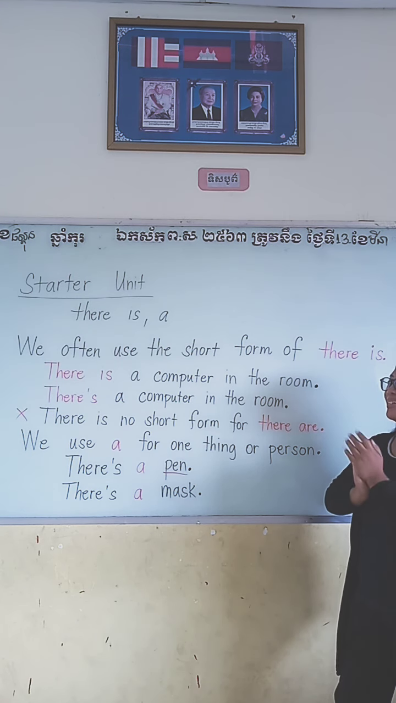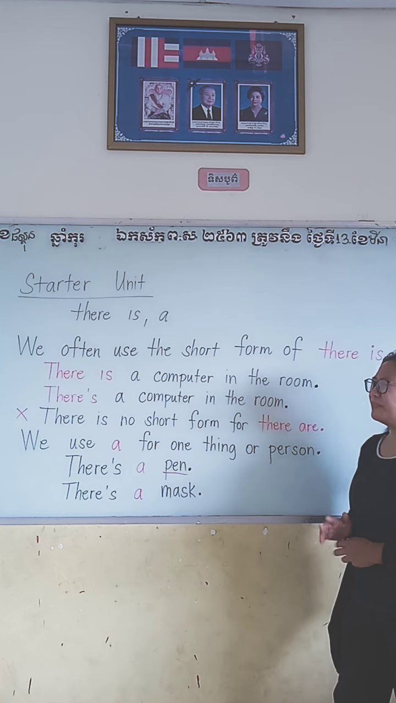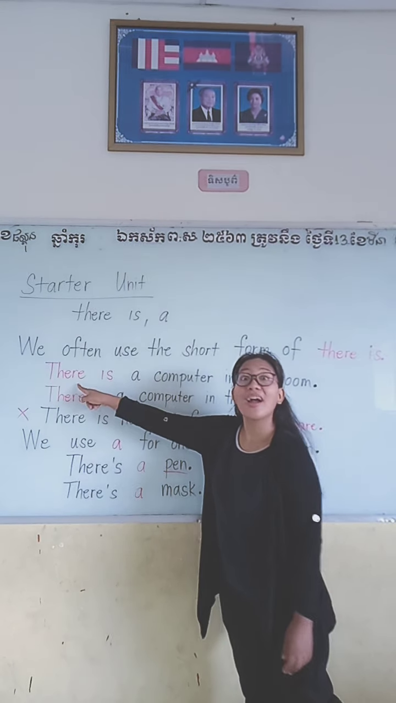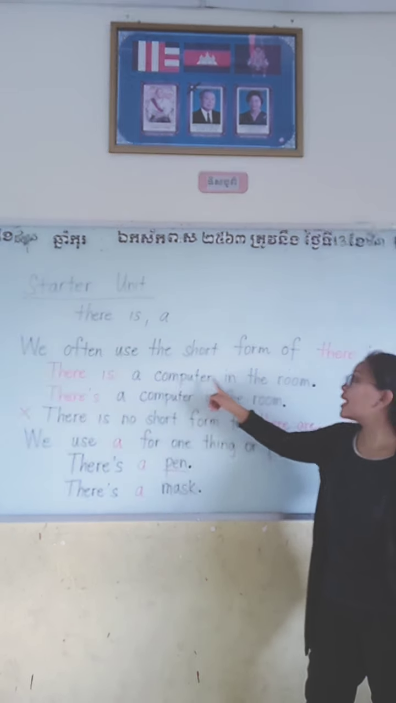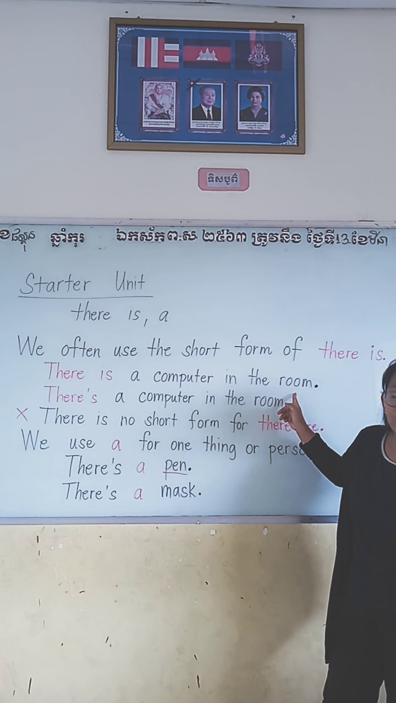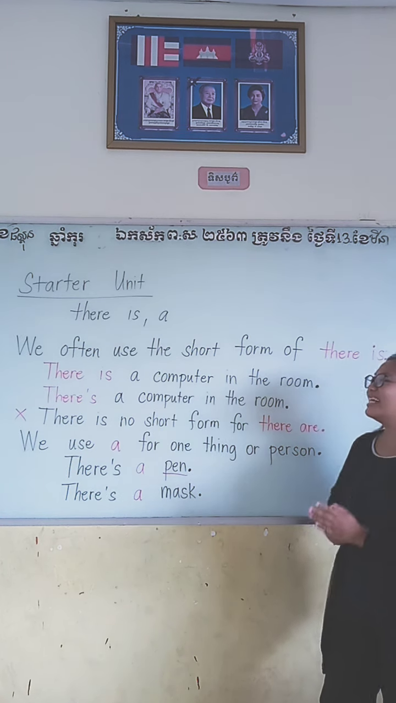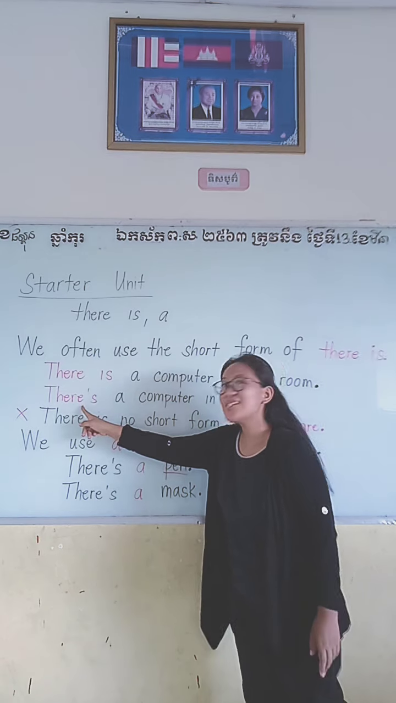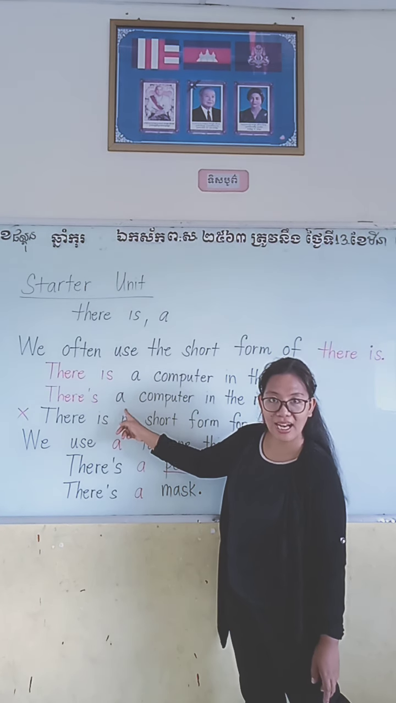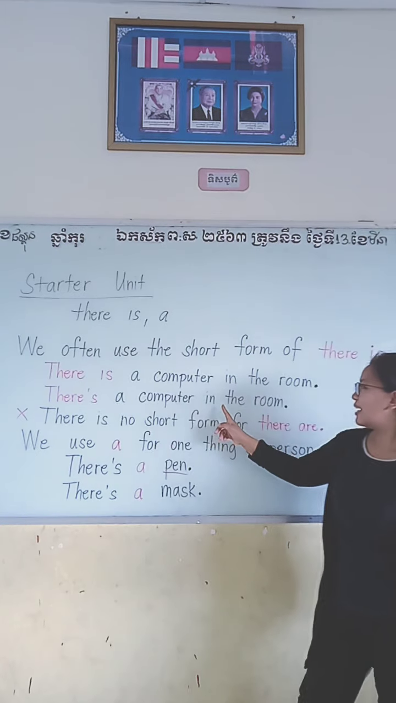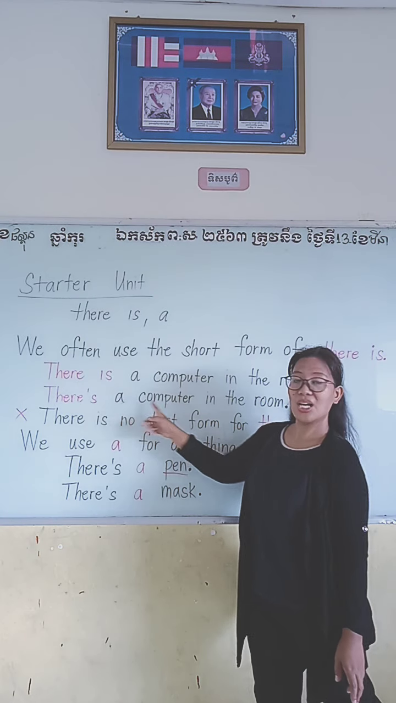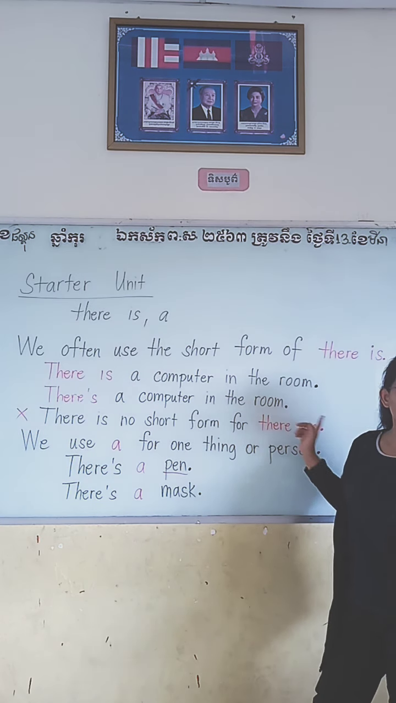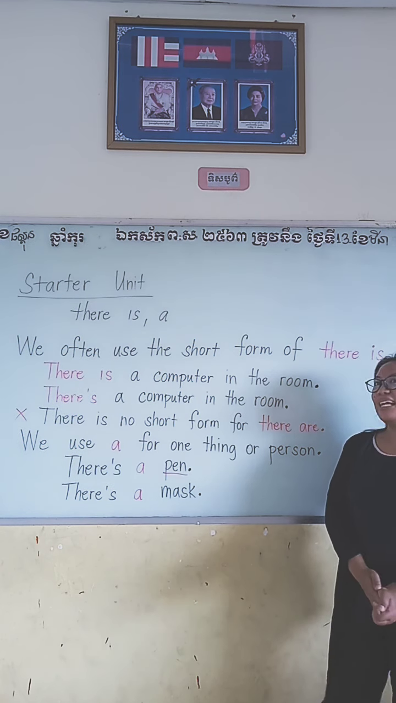Very good. Now let's do it again. Okay, let's read together. There is a computer in the room. Very good. Next, there's a computer in the room. Again, there's a computer in the room. Very good.